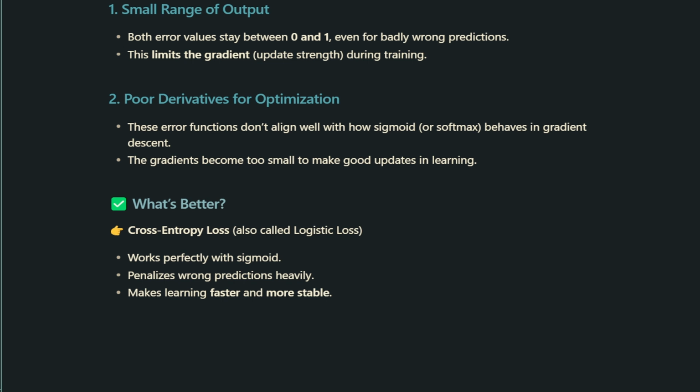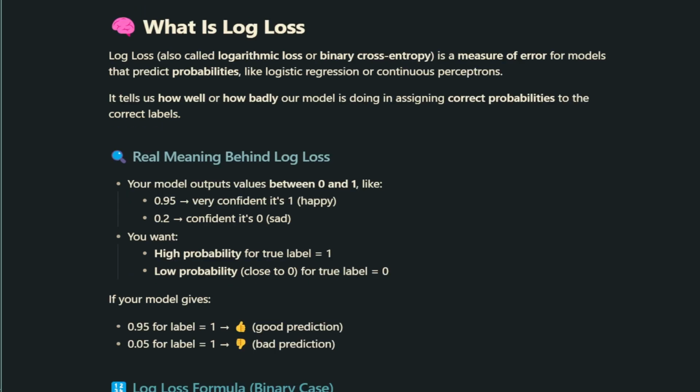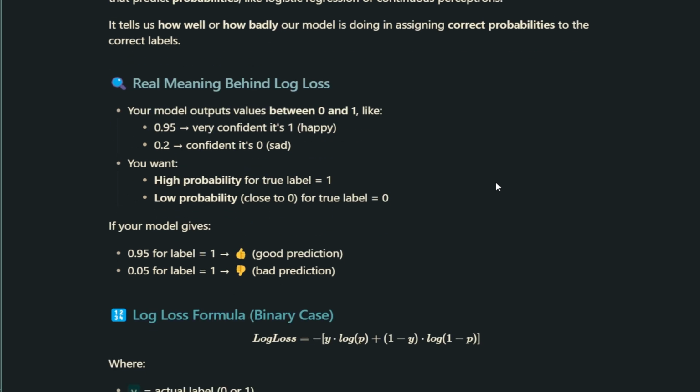Now let's talk about the most important error function in classification, log loss, also called logarithmic loss or binary cross entropy. Unlike absolute or squared error, log loss is designed especially for models that give probabilities like logistic regression. So what does it do? Log loss measures how well the model assigns probabilities to the correct labels. In other words, it checks, is the model confident about the right answer, or is it making the wrong prediction with high confidence? Here's how to think about it.